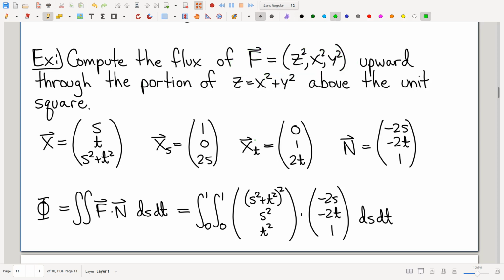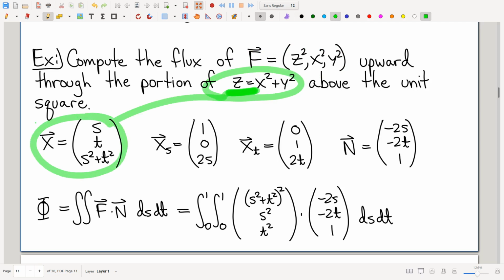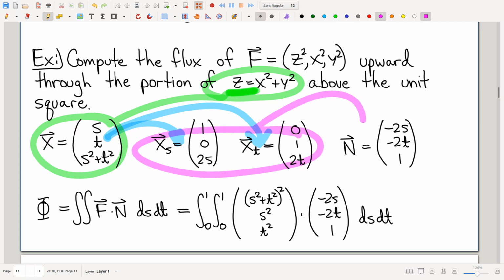Now we know we're going to need to parameterize. We are looking at a graph, so we use the graph parameterization. Very convenient. When you have a graph, very often the graph parameterization is just the easiest way to go. We take the various partials, and we take the cross product to get our capital N vector.